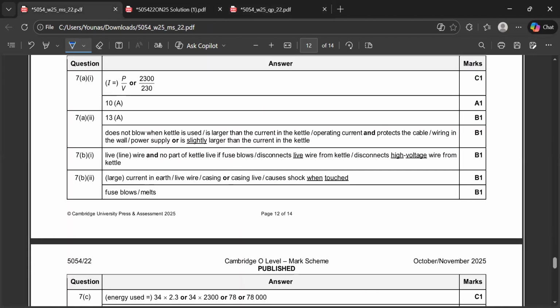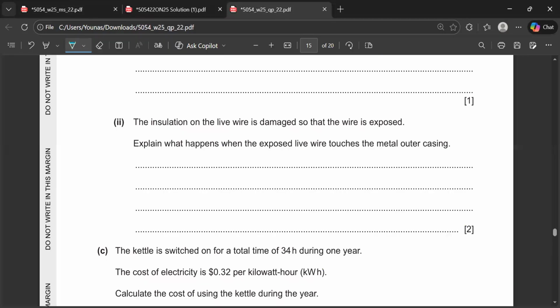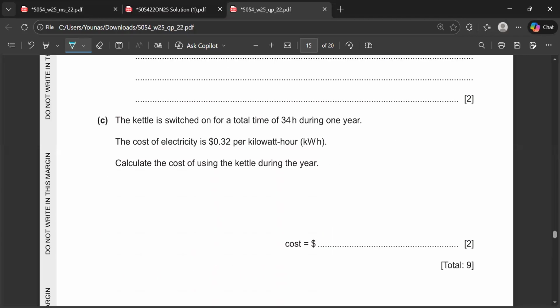Fuse will blow and the current, so this is the answer given here. Question number 7, B part, its second portion, the marking scheme is showing up. This is the answer which I tried to write. And here we go. Question number 7, and it's C part.